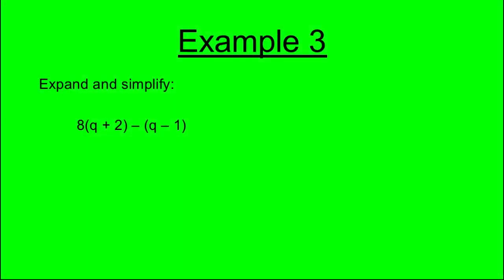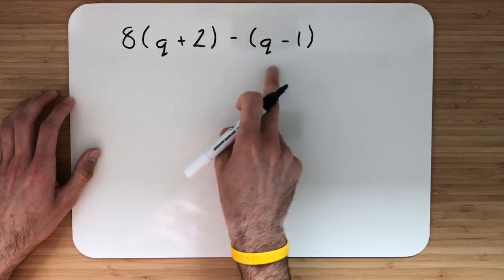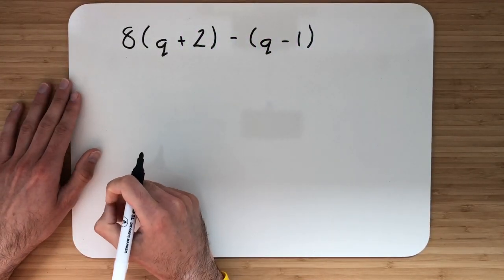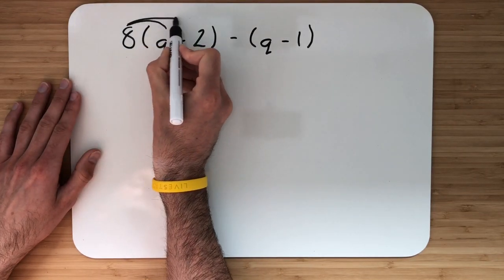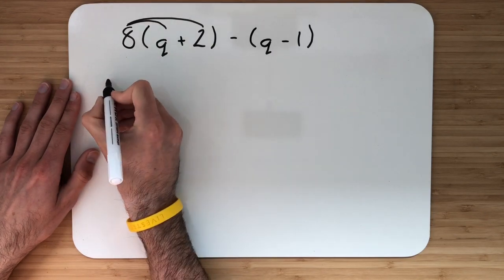Example 3. Expand and simplify 8 bracket q add 2, subtract bracket q subtract 1. In our final example, we have 2 brackets which we have to multiply out. So let's begin with the first one. So we have 8 multiplied by the q, and then 8 multiplied by positive 2.